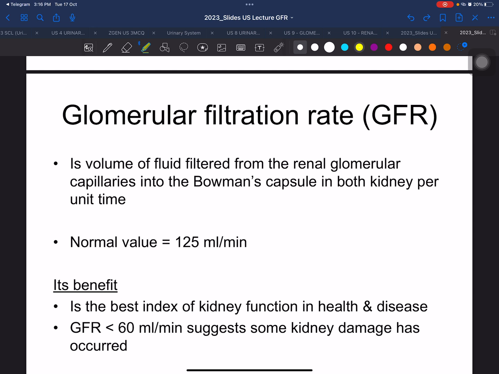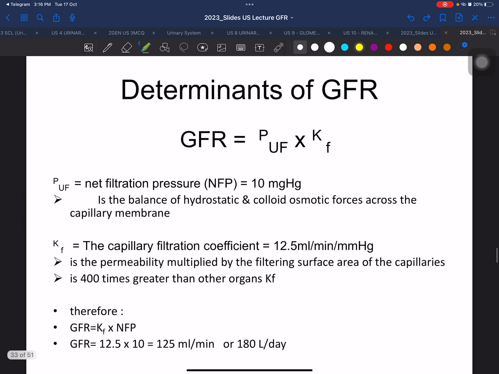Alright, so now we go to what determines this GFR. GFR equals the net filtration pressure, this is the symbol for ultrafiltration pressure, times the capillary filtration coefficient. Look at this first. The net filtration pressure can be around 10 mmHg. So what is this net filtration pressure?